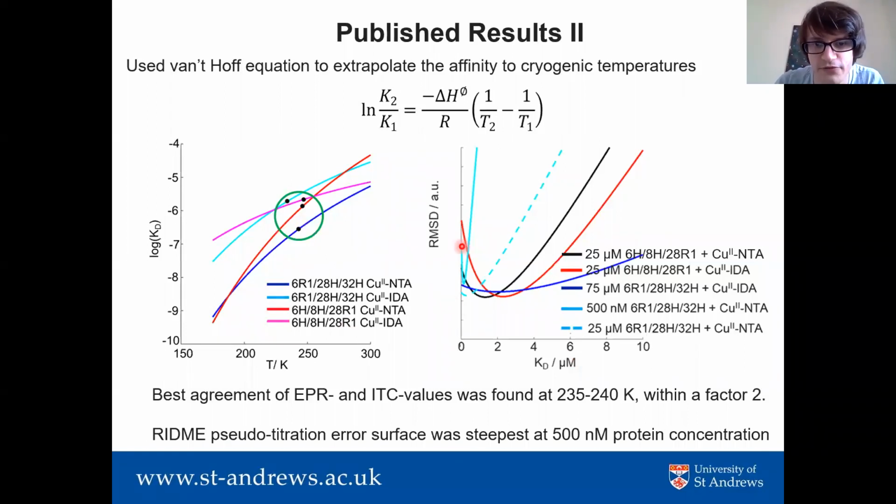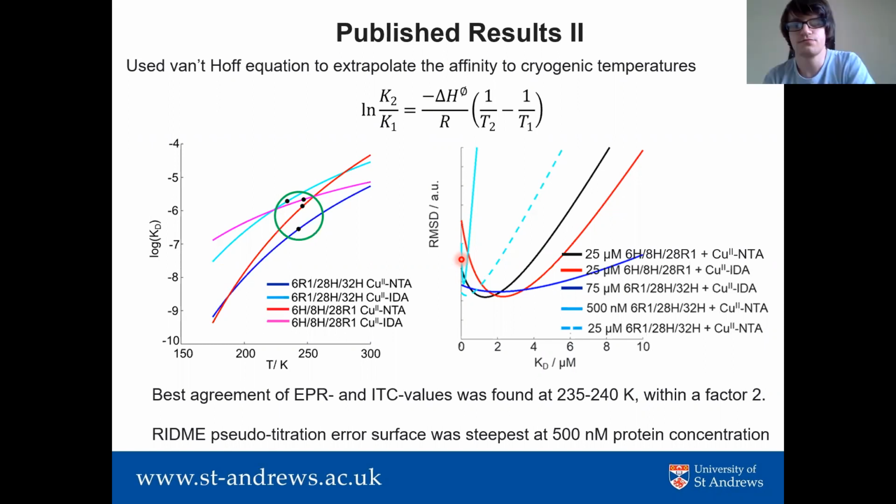But we were also able to show that the steepest error surface for the pseudo-titration series was observed under conditions of 500 nanomolar protein concentration. And this comes from the conventional wisdom that says if you want to measure a low KD value, one should measure in a correspondingly low protein concentration regime.